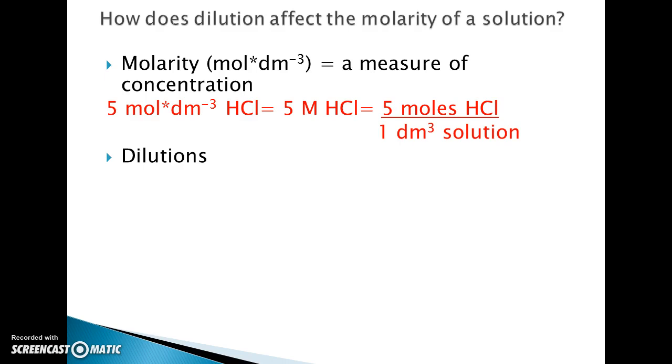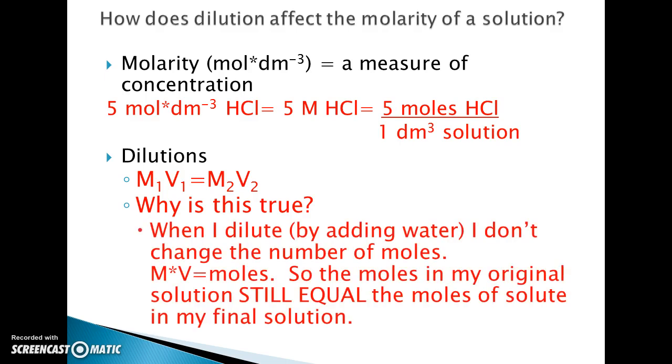Now, a common problem you see with molarity is a dilution problem. And for dilutions, we use this formula. The molarity of the concentrated solution times the volume of the concentrated solution equals the molarity of the dilute solution times the volume of the dilute solution. So why is this true? Why can we take something a little more complex and put it into such a simple expression? When I dilute something, that means I'm adding water. I'm not actually changing the number of moles, right? If I have concentrated acid and I add some water to it, I haven't added or taken away any acid, right? Since molarity times volume equals the number of moles, basically what I'm saying is the original moles equal the final moles.